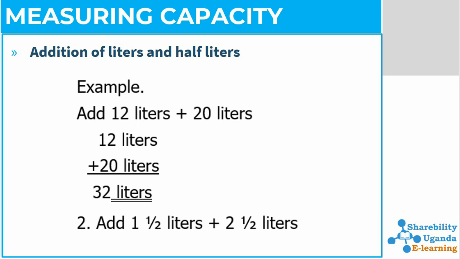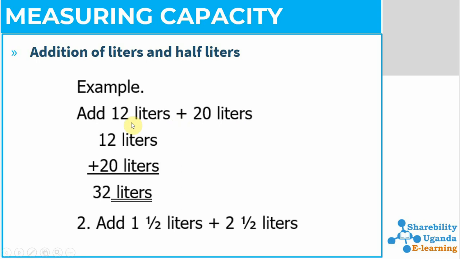So let's get started and see. We have our example here. They are saying add 12 liters to 20 liters. Now when you are measuring liters, remember these are things that are going to be in liquids. It is a normal way of how we add other things. However, what makes them different is when you have to put the so-called liters. It makes them different and makes them to be liquids.